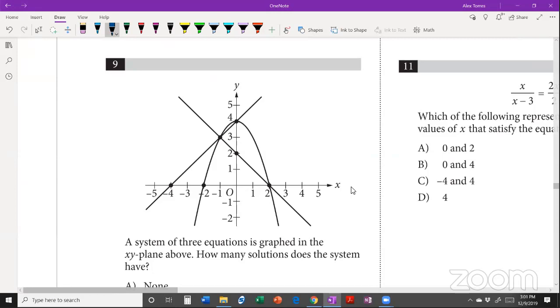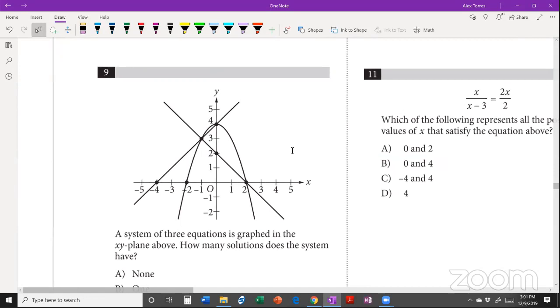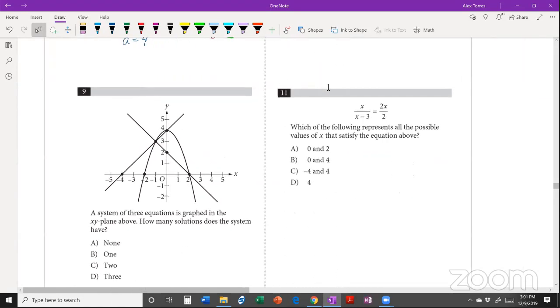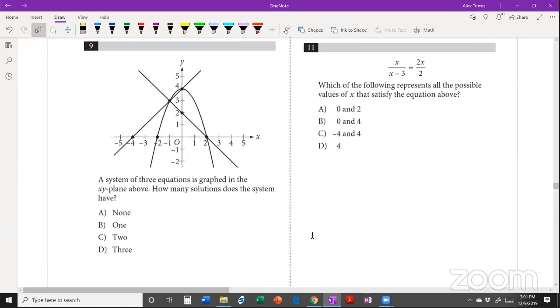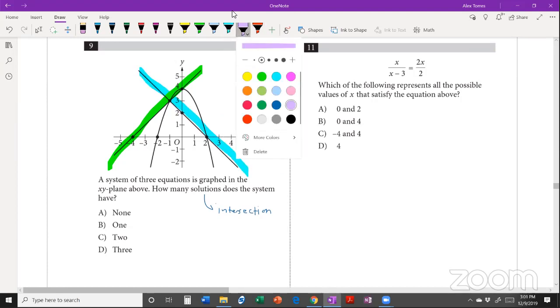Going over to number 9 now. Number 9 is a really easy question that causes confusion for a lot of students, because we're talking about 3 equations and we're talking about the solutions. So we know generally, most of us know that the solution of multiple functions is going to be the intersection point of those functions. But what gets confusing here is that there are 3 lines. So we're not just looking to see where any 2 of them intersect. We're looking to see where all 3 of them intersect.